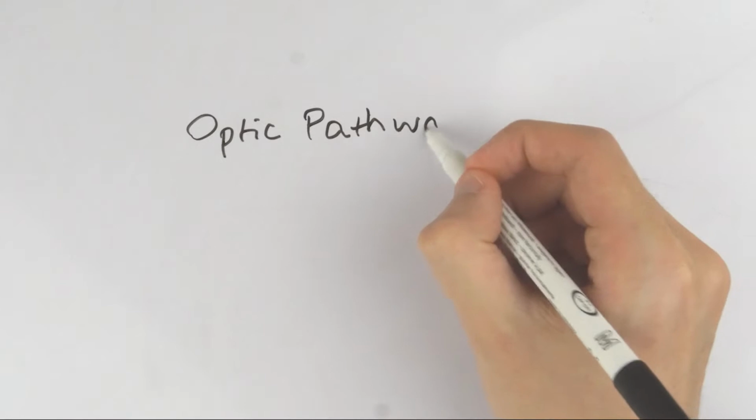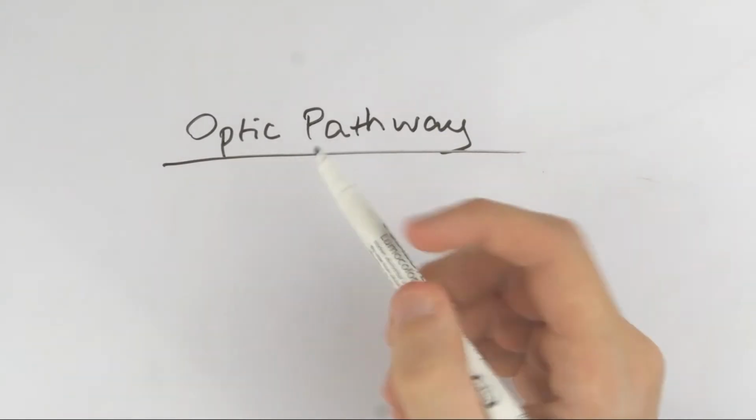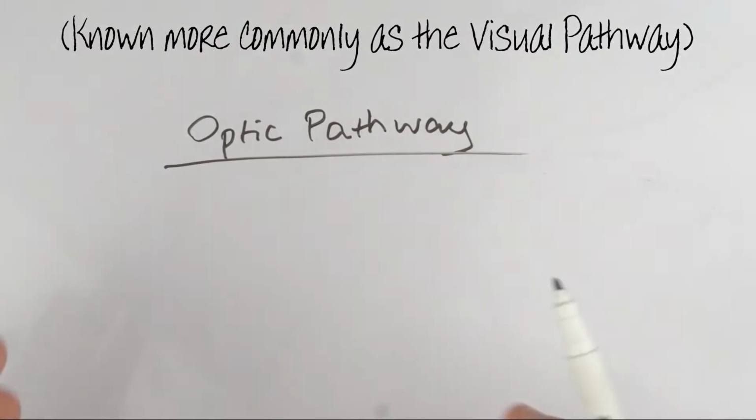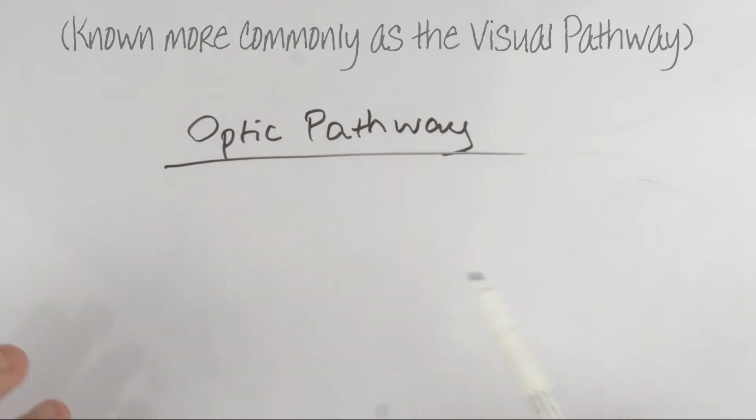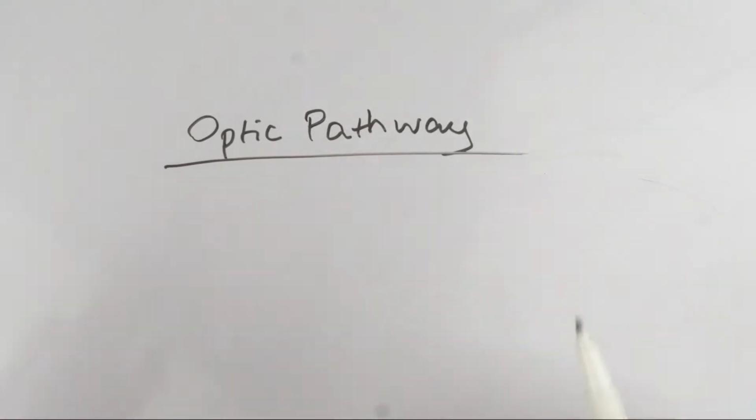Today we're going to be trying out a whiteboard tutorial format and talking about the optic pathway. This is one of the most basic elements of neurology that you'll need to be able to understand in order to comprehend some of the pathologies that you might see in exams or on the wards.